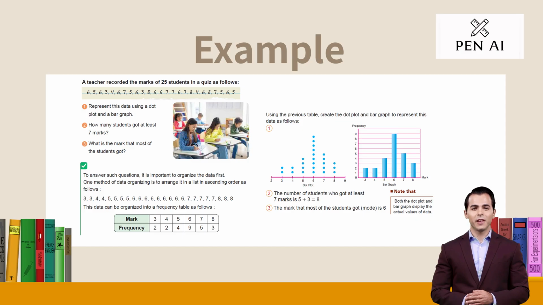One method of data organizing is to arrange it in a list in ascending order as shown. This data can be organized into a frequency table as shown. First, using the previous table, create the dot plot and bar graph to represent this data as shown. Second, the number of students who got at least 7 marks is 5 plus 3 equals 8. Third, the mark that most of the students got, the mode, is 6.